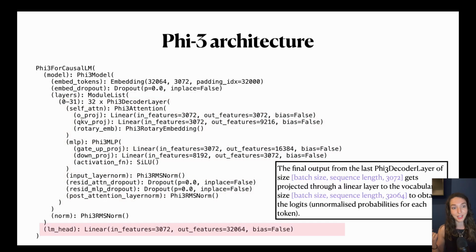And then finally, we have this output projection layer, which is a linear layer which projects us back from our hidden dimension into our vocabulary size dimension, so that our final dimension that we get from the model output is this batch size times sequence length times the size of our vocabulary.